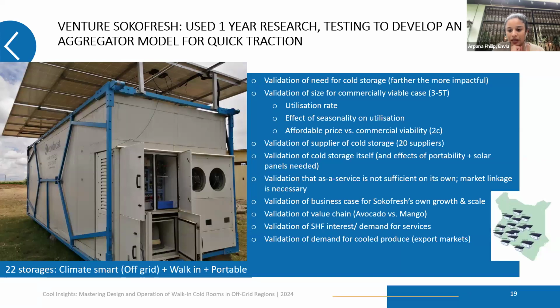It is a 5-ton container with solar panels on top. We have about 22 cold storages around Kenya at the moment. And if you see the little icon on the right, you'll see the regions we're in. All of our cold storages are off-grid, they are walk-in, and they are portable, so they can move with seasons.